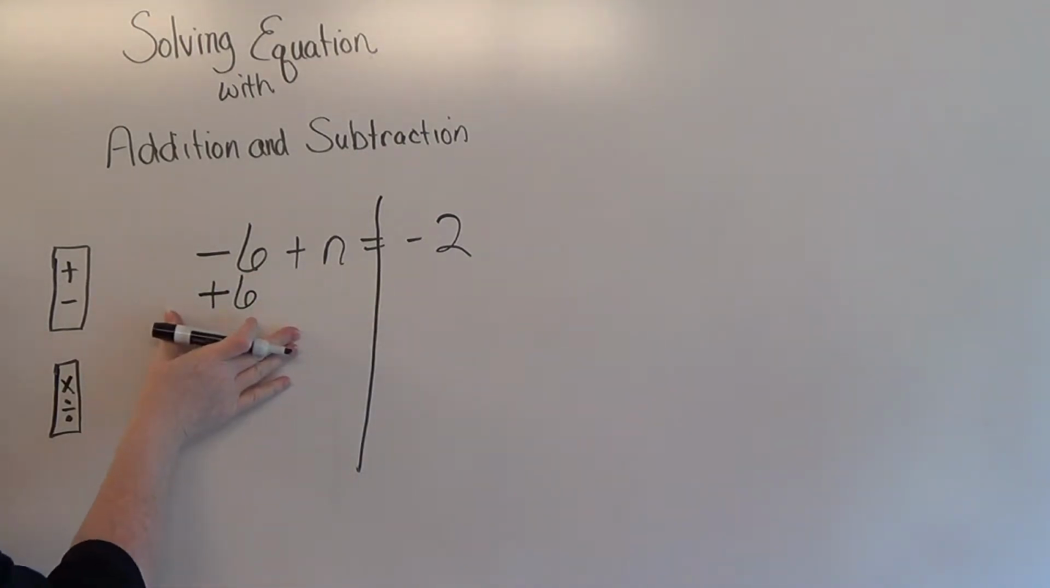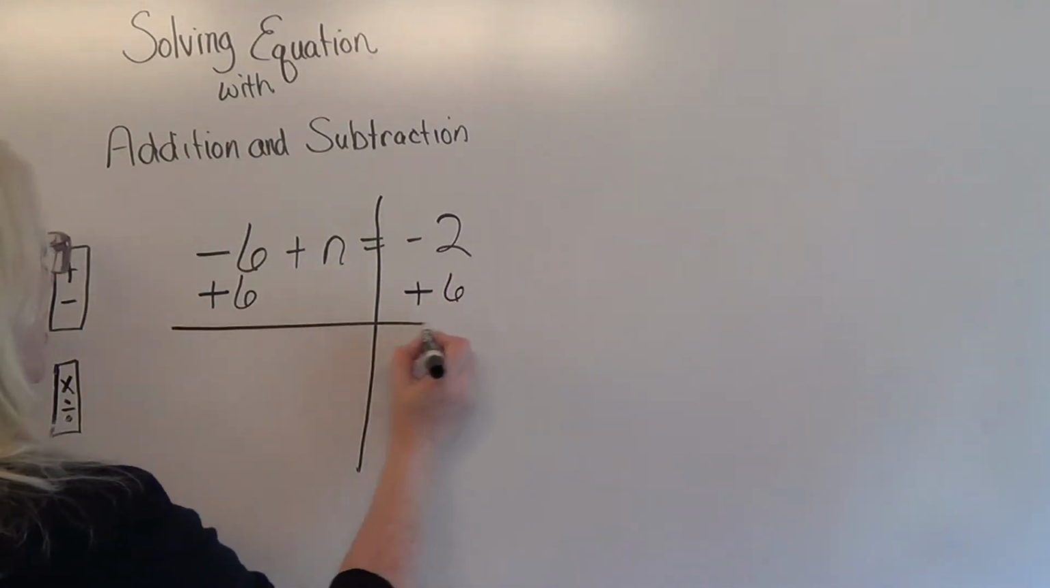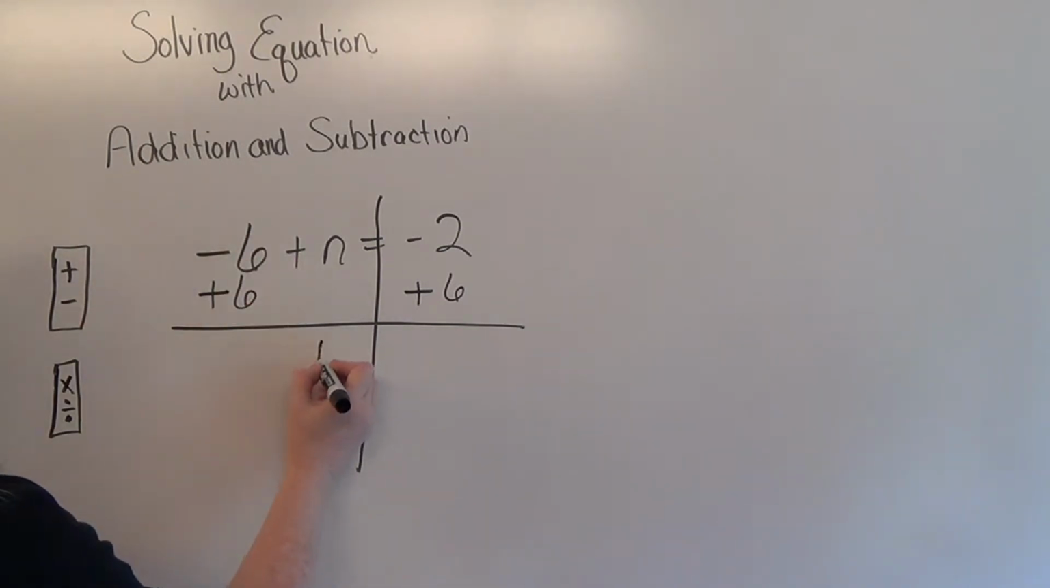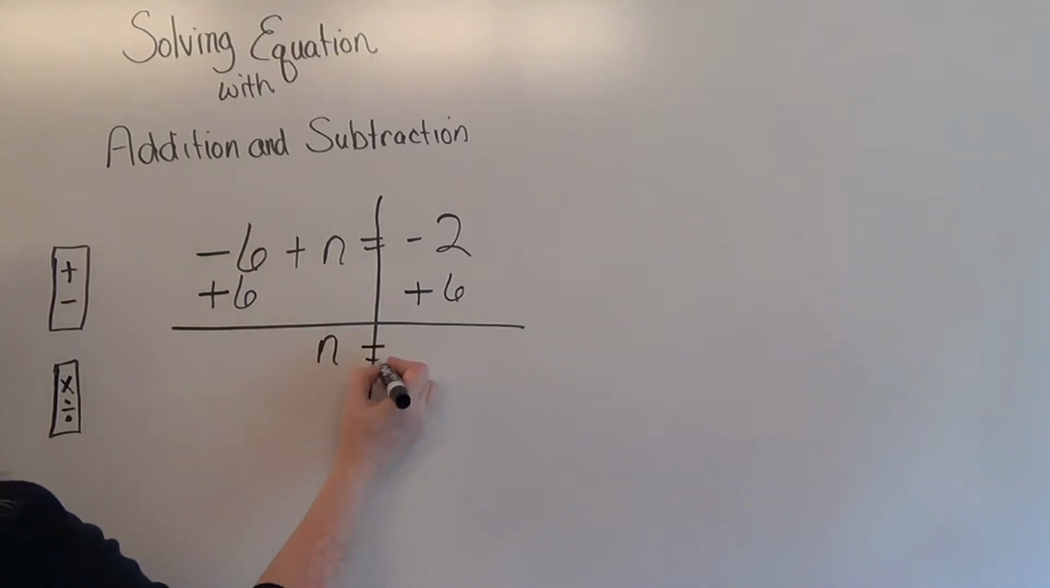So if I'm going to add 6 to this side, I have to add 6 to this side of the equation. I'm going to draw a line so it kind of looks like a T. These cancel out and I can drop my n down and it's positive. The plus sign, positive n.